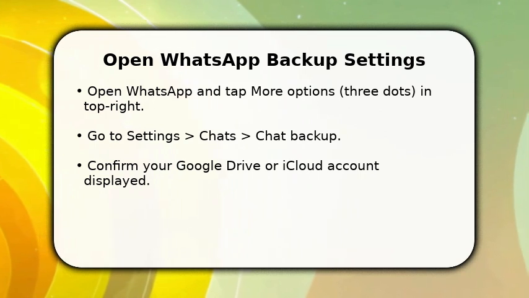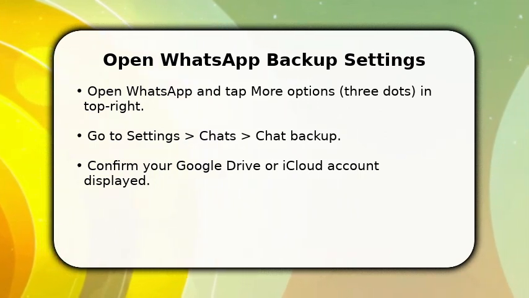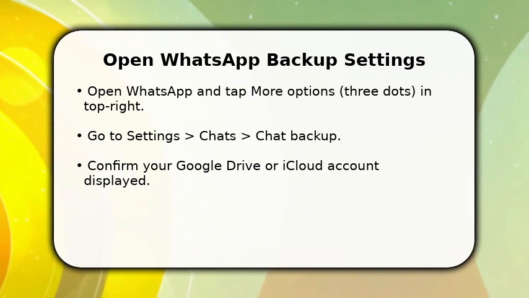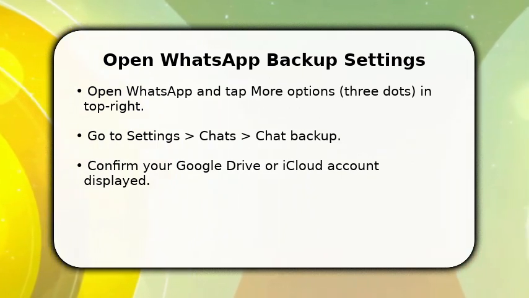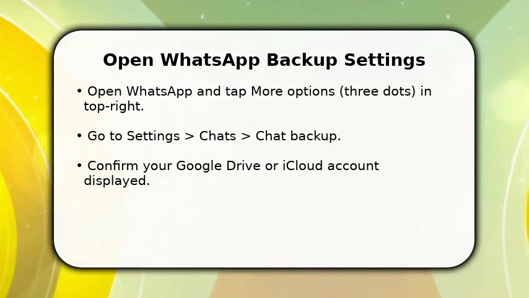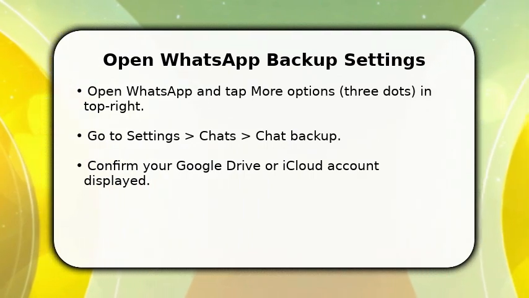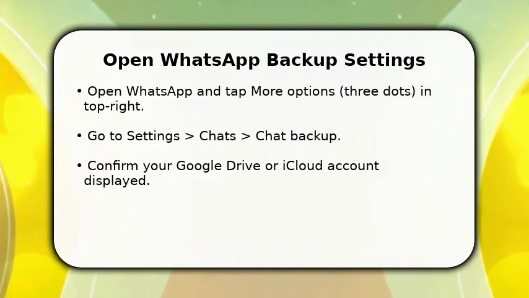This is important because disabling requires knowing whether you use Google Drive or iCloud. Make sure the account shown is the one you expect. If it differs, pause here and switch to the correct phone account so you don't accidentally affect another backup.